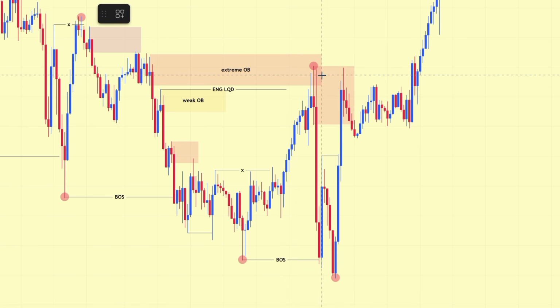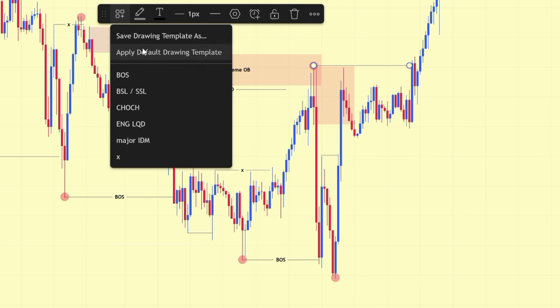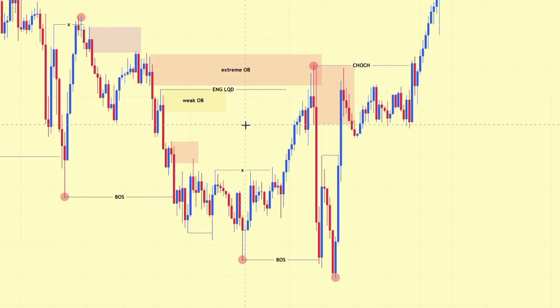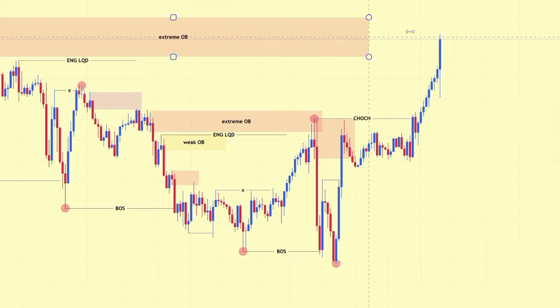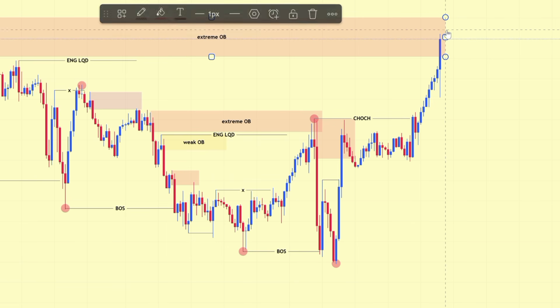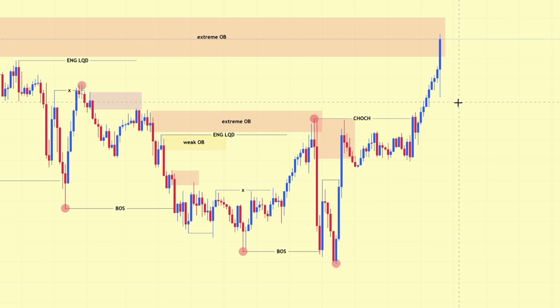So if price makes a change of character, this means that we have shifted bias to bullish, because you can clearly see that this one here is what we call a change of character. Okay, so now here we can clearly see this one here is the extreme of B, that it wasn't created on that dealing range and price has made it there.